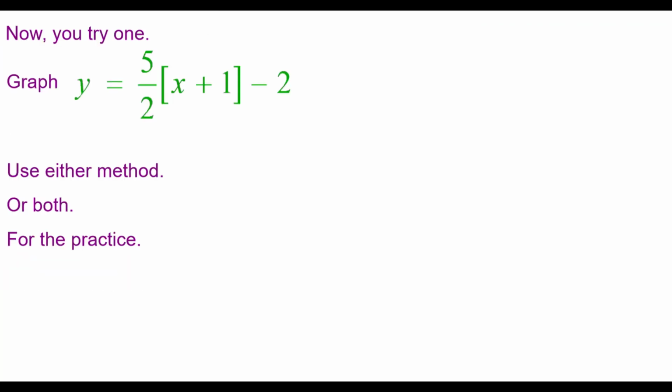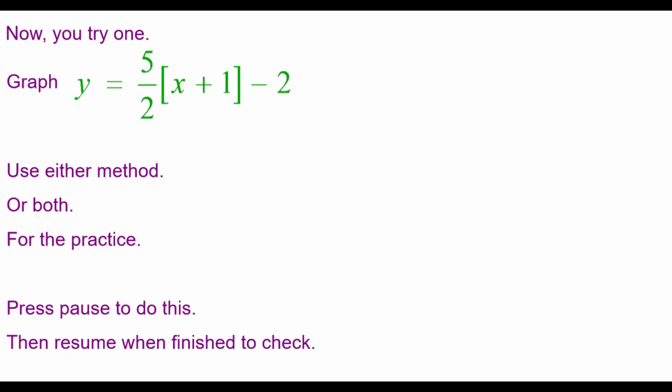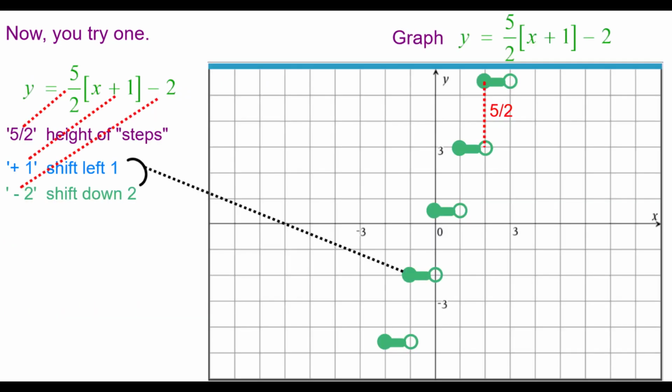Now you try one. Graph y equals 5/2 times the greatest integer of the quantity x plus 1, minus 2. Use either method or both for the practice. Press pause to do this and resume when you're finished to check your answers. And here's your answer in green with some hints on how to get that answer.